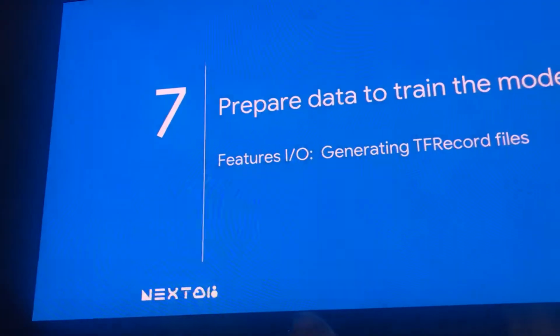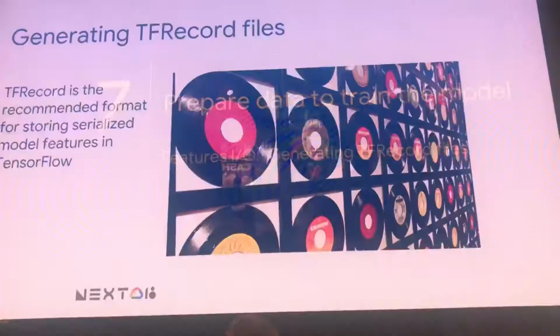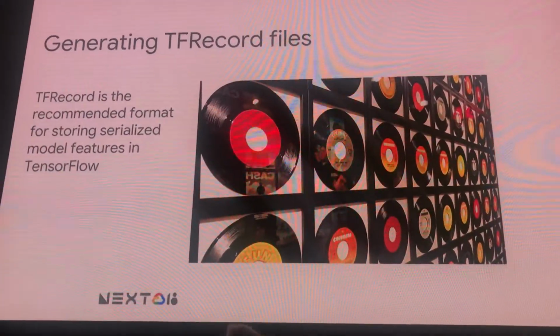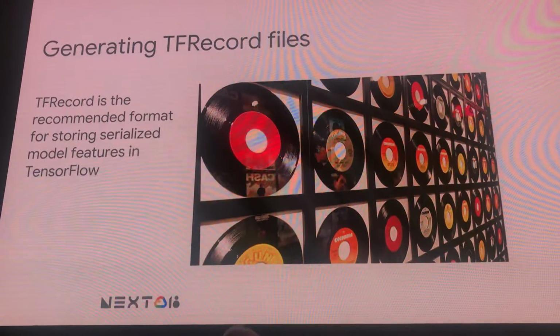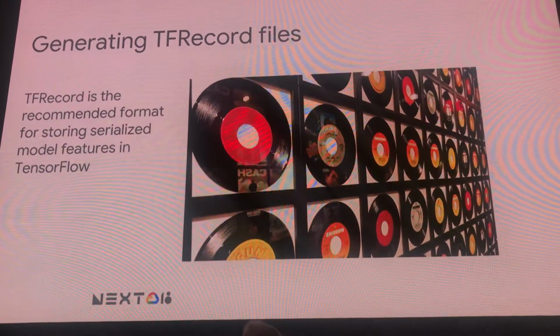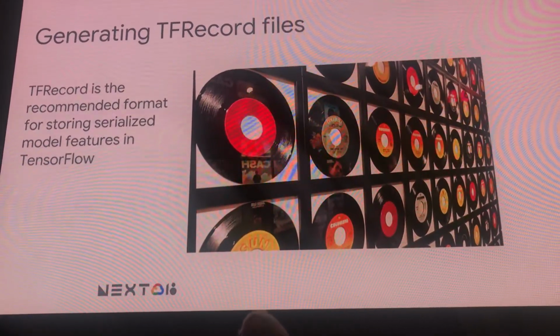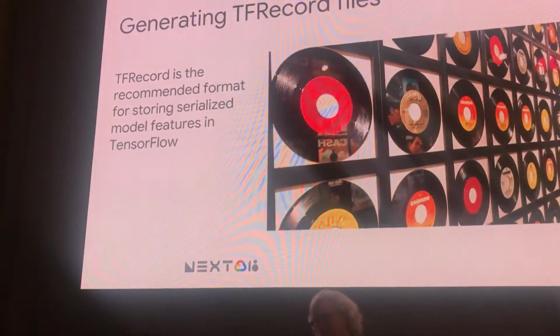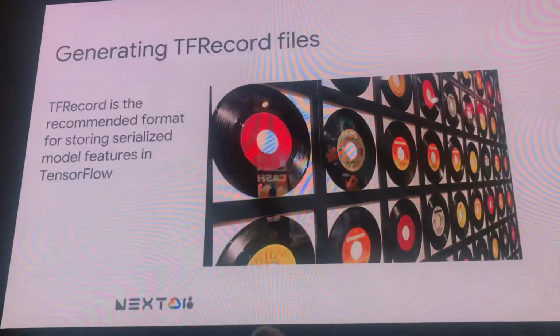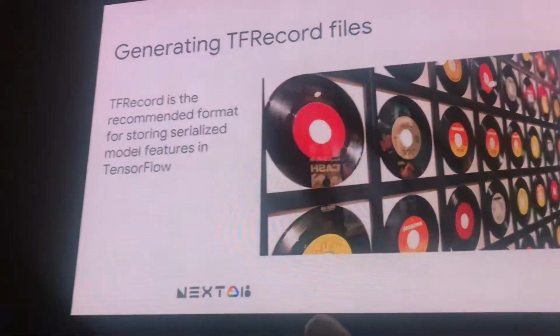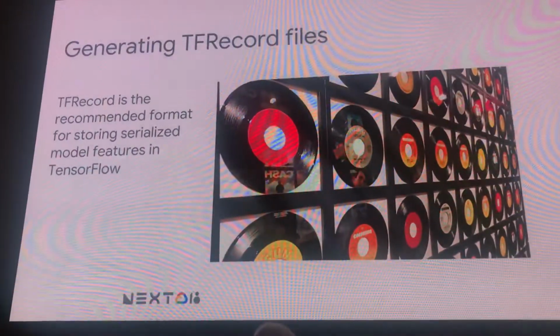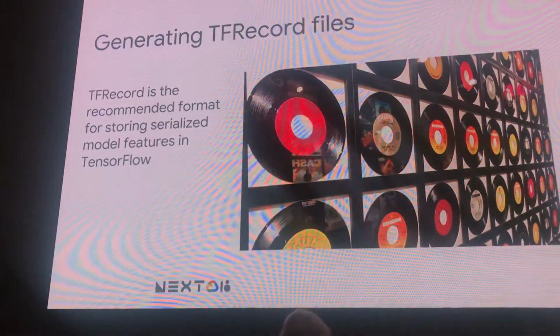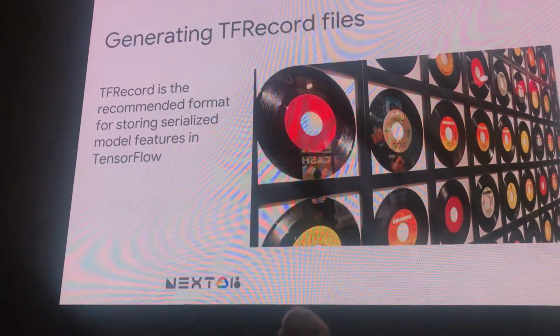Okay, generating TF record files. TF record is the recommended format for storing serialized model features in TensorFlow. What we do is run queries in BigQuery to get the data, put the data into data frames, apply additional transformations, and then use those data frames with everything prepared to generate TF record files. Those files will later be fed to the model for training.